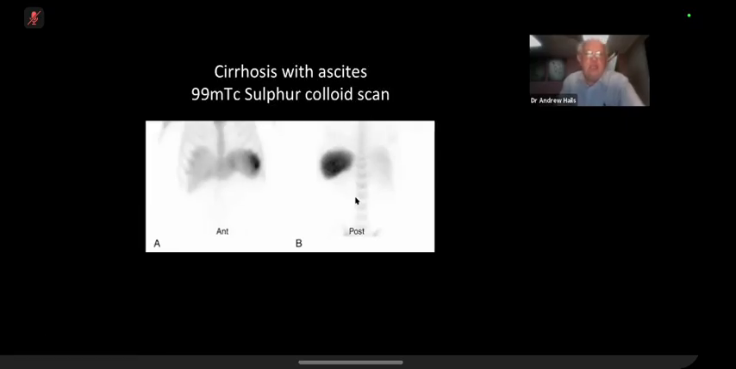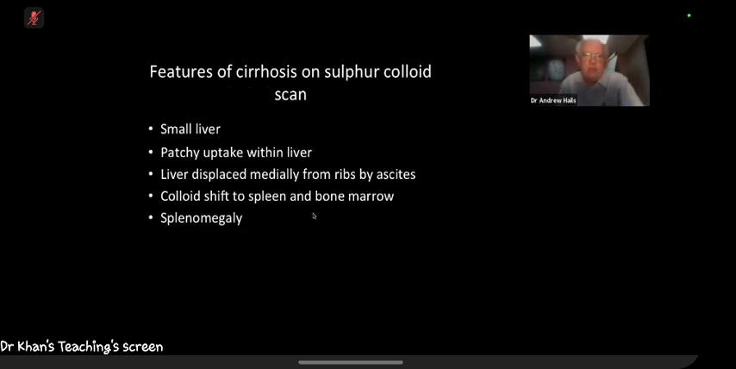But one thing you can find, this is a particularly distinctive picture with cirrhosis, where the liver shrinks, and it shrinks away from the ribs. You get ascites in between. The spleen gets large. You get what's always called left shift. You get increased uptake in the bone marrow as a feature of their cirrhosis. So it's cirrhosis with ascites and leftward shift to the bone marrow. Right, so it's colloid shift to the spleen and bone marrow, and you may get patchy uptake within the liver and a large spleen.